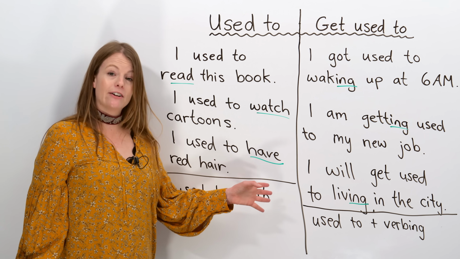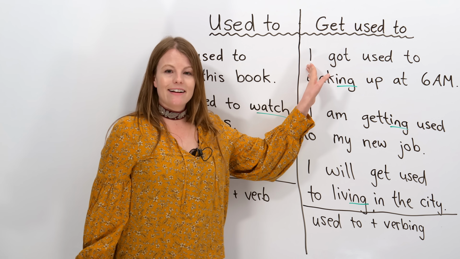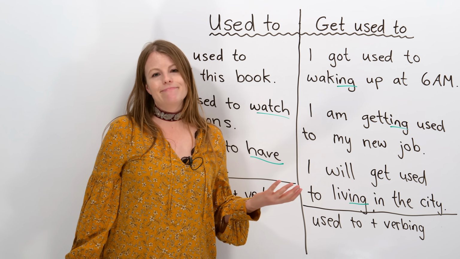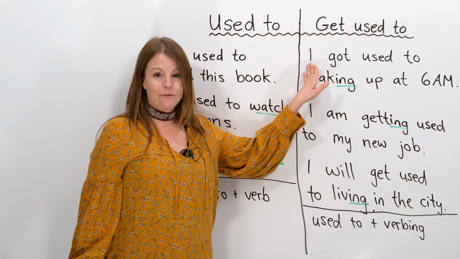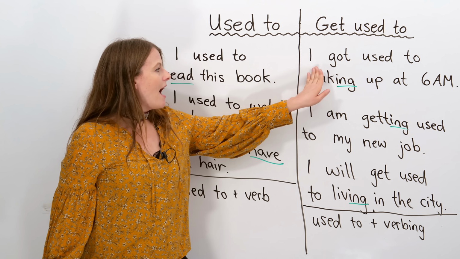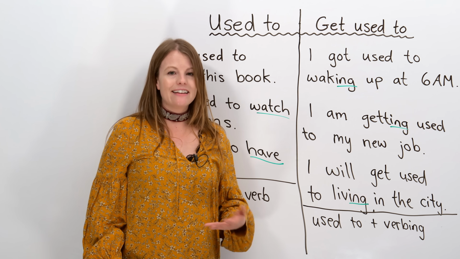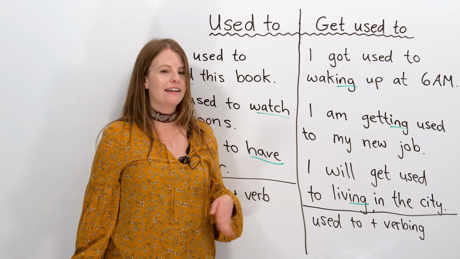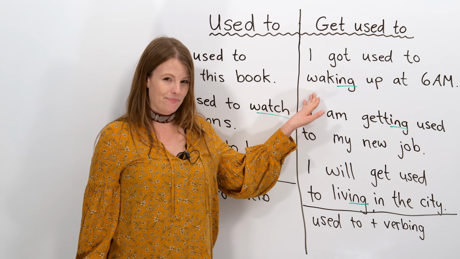So now this is very different from get used to. So this is true. When I was younger, I used to wake up maybe 9 a.m. I used to wake up late. Now, for work, I have to wake up at 6 a.m. I got used to waking up at 6 a.m. This means it's normal for me. It's my habit. It's easy for me. I got used to waking up at 6 a.m.